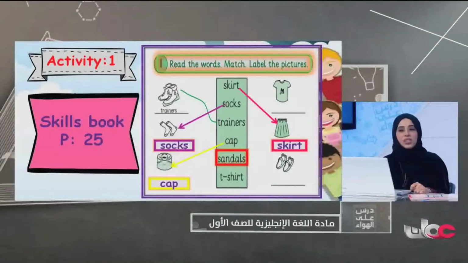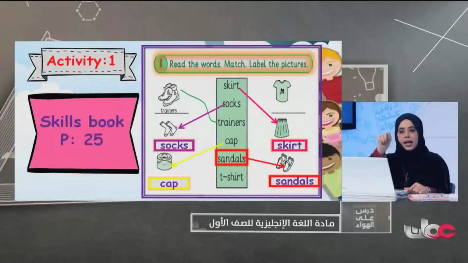Sandals. Very good. Sandals. Start by sandals. Where is the picture of sandals? Very good. It's down there. Sandals. And I match it with the red color. And can you please write it? While you write, try to pronounce the sounds, okay? Sandals. And the last word is t-shirt.